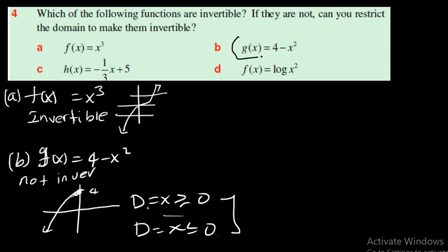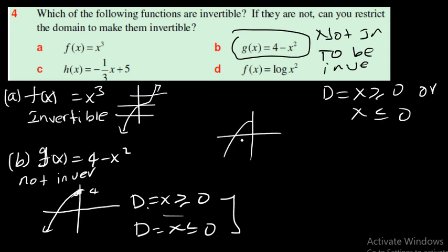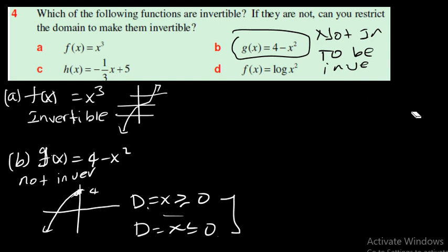So this function normally is not invertible. But to be invertible, what must be satisfied? The domain must be x greater than or equal to 0 or x less than or equal to 0. Since it was a downward parabola, we cannot take both wings at the same time. Otherwise, it will be crossed twice and it's not one-to-one. So graphically, you will have a clear image to understand what one-to-one means.